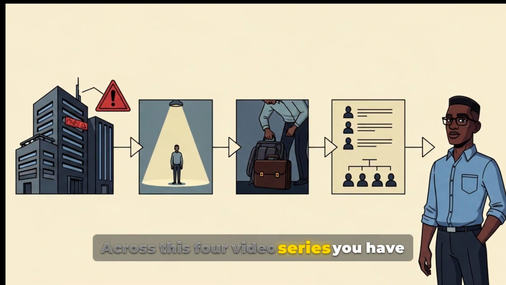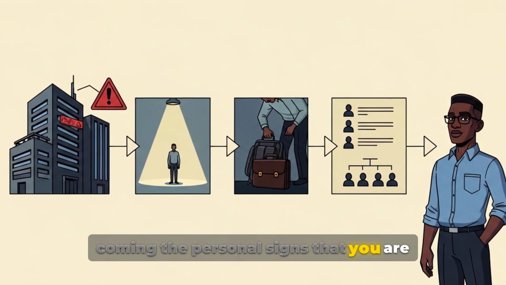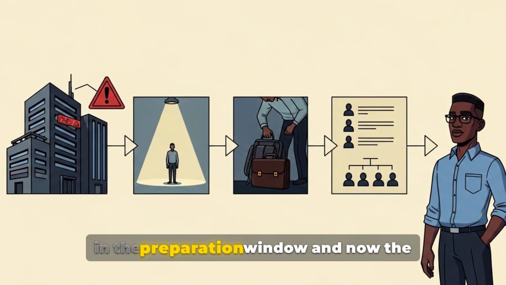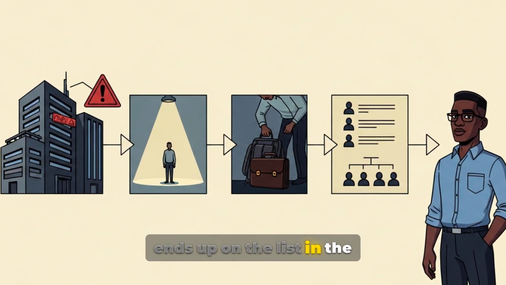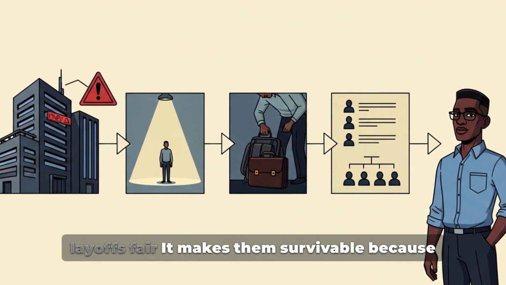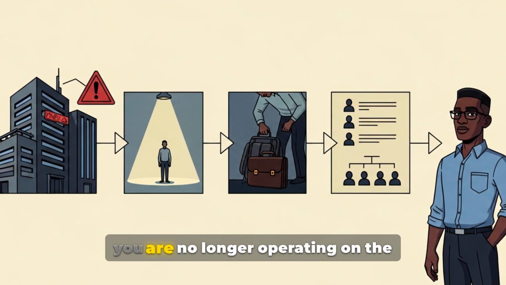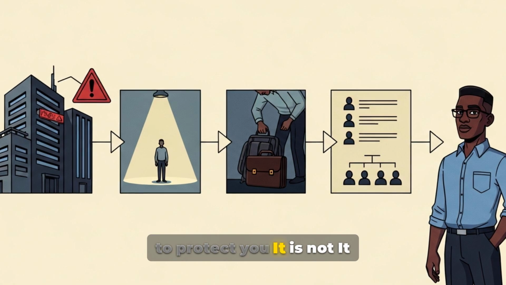Across this 4-video series, you have learned the organizational signs that layoffs are coming, the personal signs that you are on the list, the moves to make in the preparation window, and now the 5 factors that actually determine whose name ends up on the list in the first place. That information does not make layoffs fair. It makes them survivable, because you are no longer operating on the assumption that doing good work is enough to protect you. It is not.